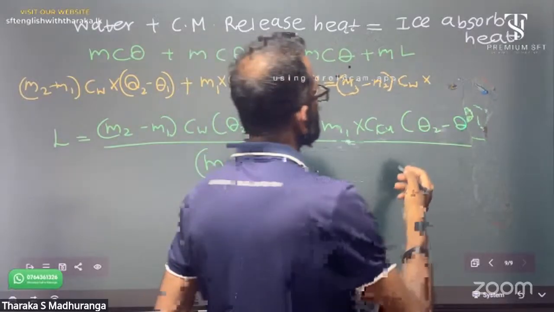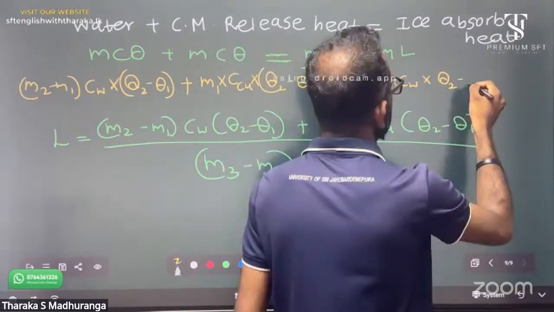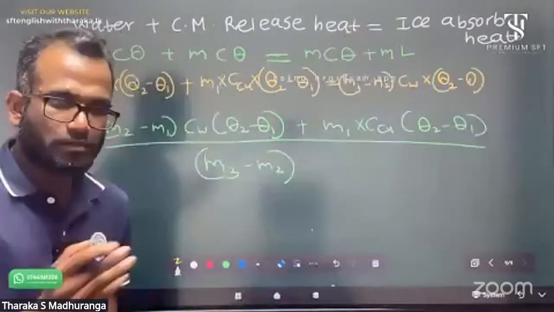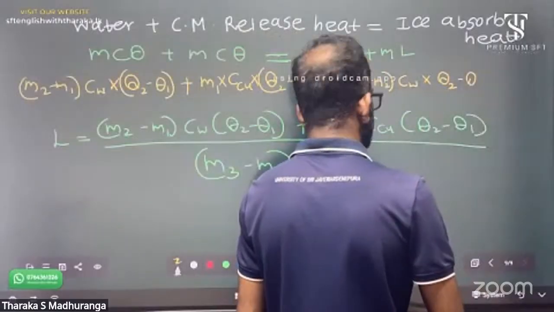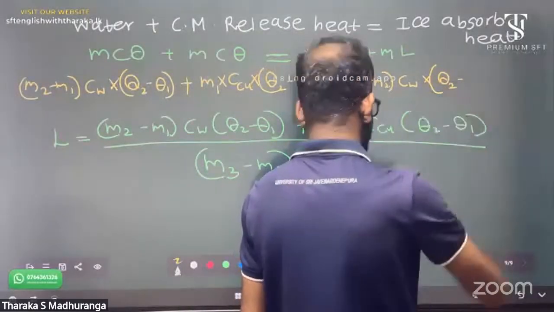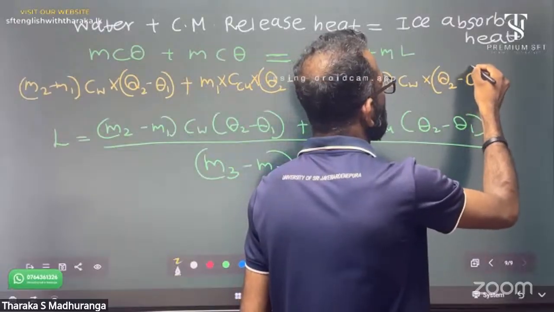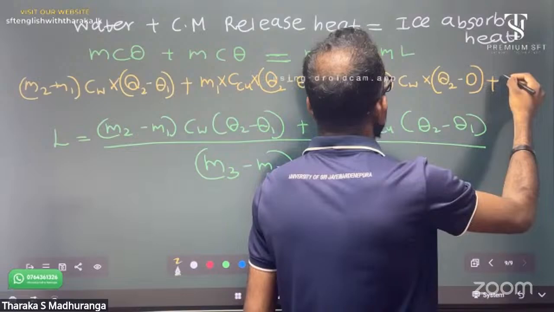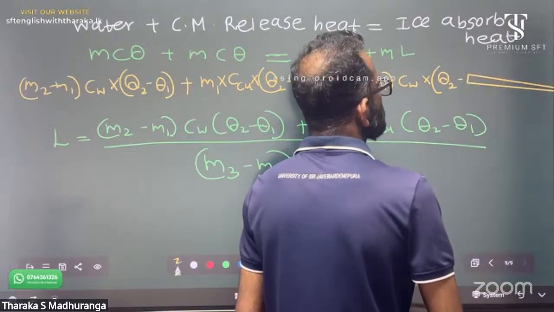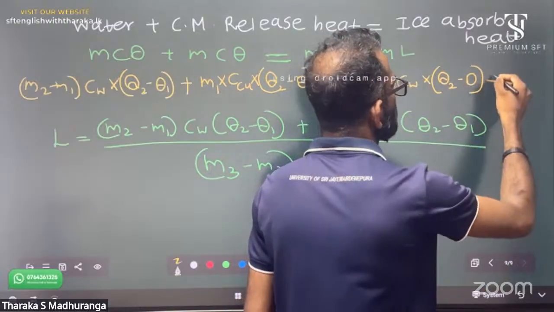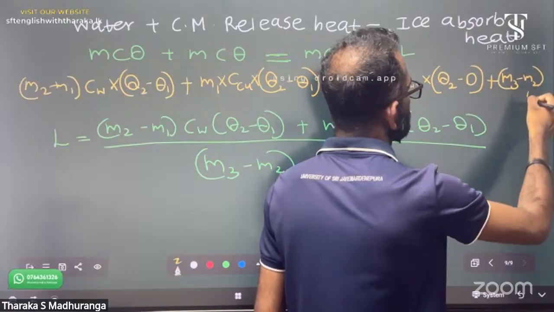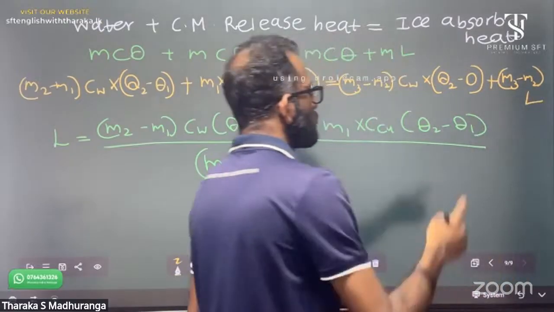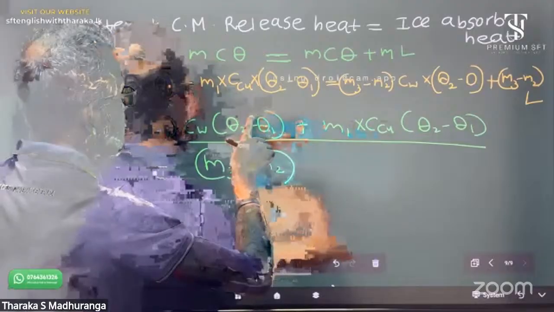That means after melting, it comes to theta 2 Celsius. Therefore it is theta 2 minus 0. It is 0, right? Theta 2 minus 0, plus mL, that is M3 minus M2, times L. Our target is to get the L. Then this part, make a subtract window.